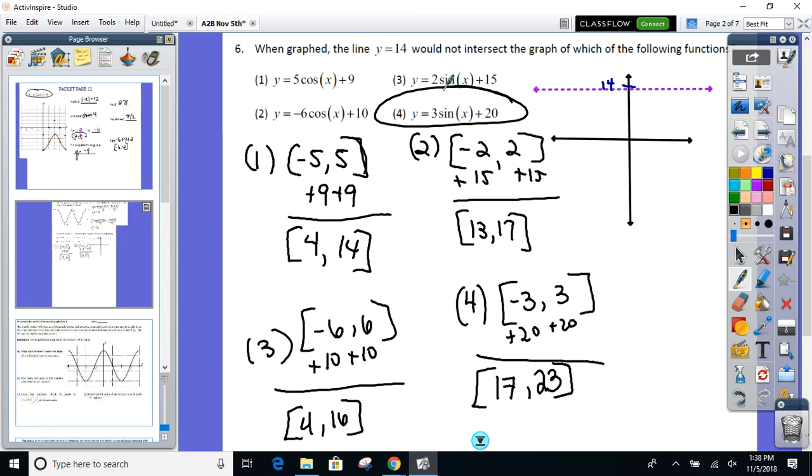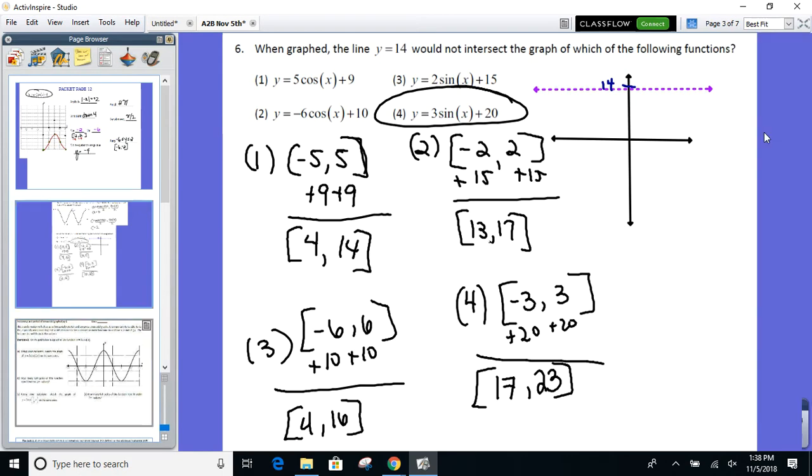All right. We know the effect of having a number out in front. That shows me how high and how low it goes. What about today when I put a number in between the cosine and the x? How's that going to affect the graph? All right. So that's our deal today.